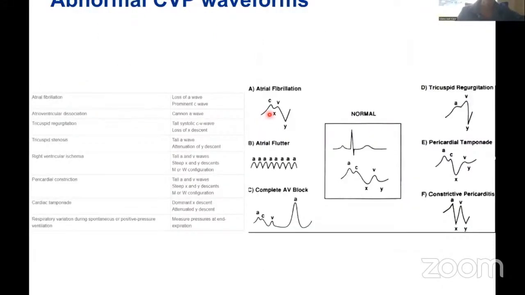In atrial fibrillation, there is no atrial contraction, so the A wave is absent. Atrial flutter is chaotic atrial contraction, so multiple A waves are present. In complete AV block, you will find a large A wave. M-type pattern is seen in TR and pericardial tamponade. It indicates tall A and V waves.